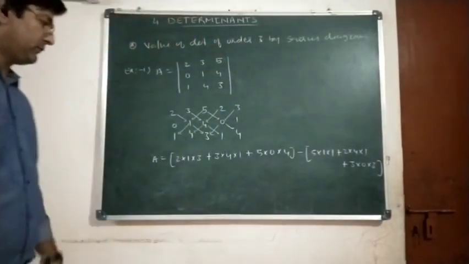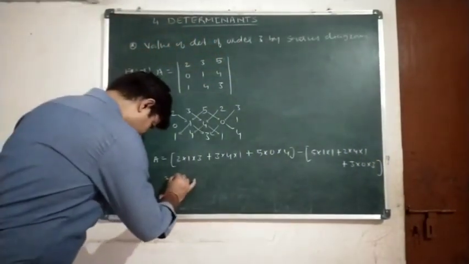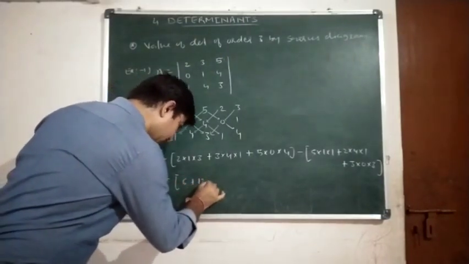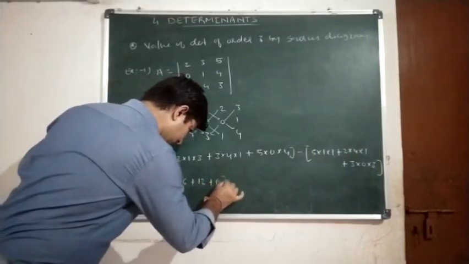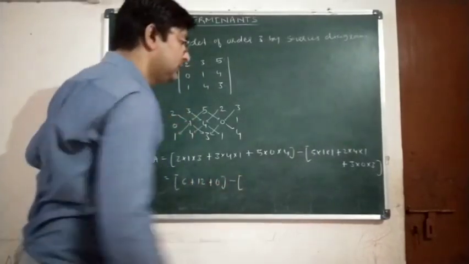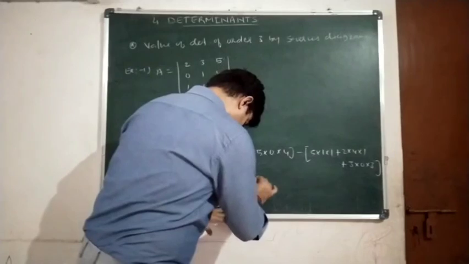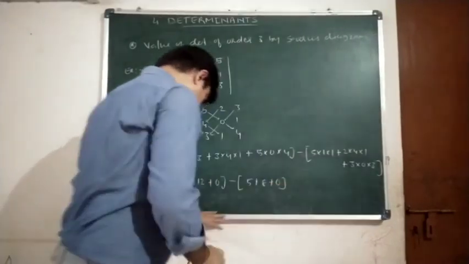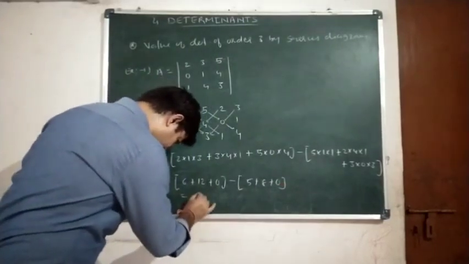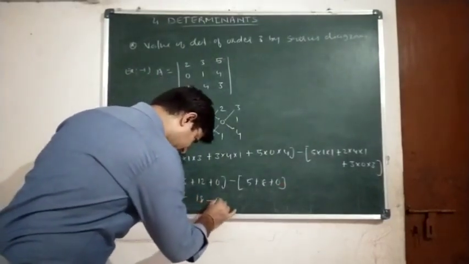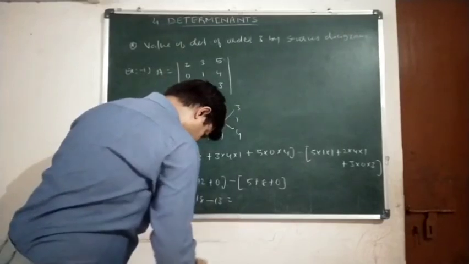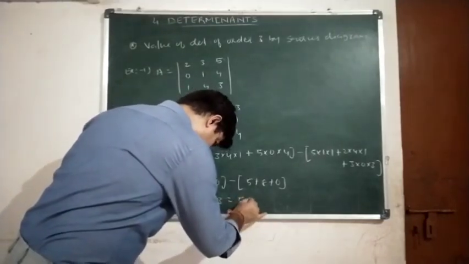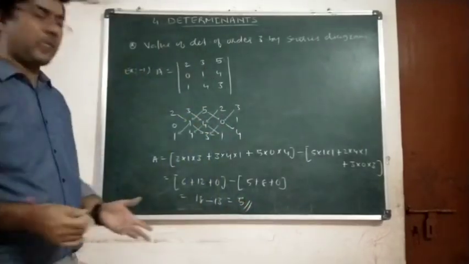Okay, clear? Now we will simplify. So here 3 2s are 6 plus 4 3s are 12 plus 0 minus 5 1s are 5 plus 4 2s are 8 plus 0. So further simplifying, 18 minus 13 is equal to 5. Clear? So this is the value.